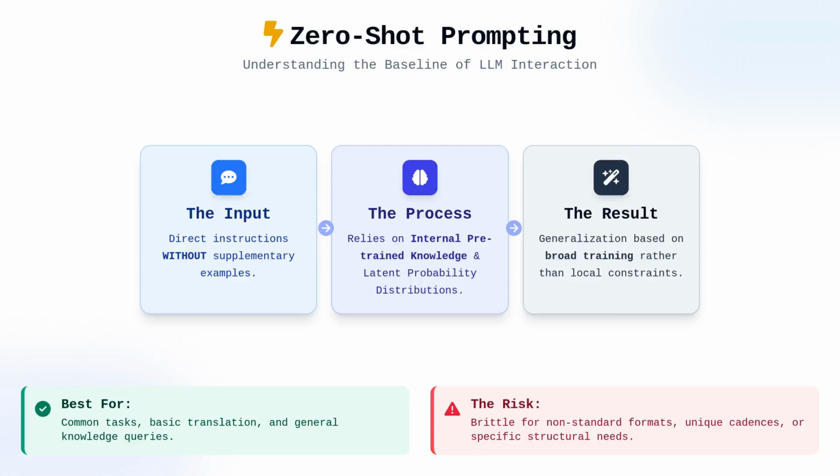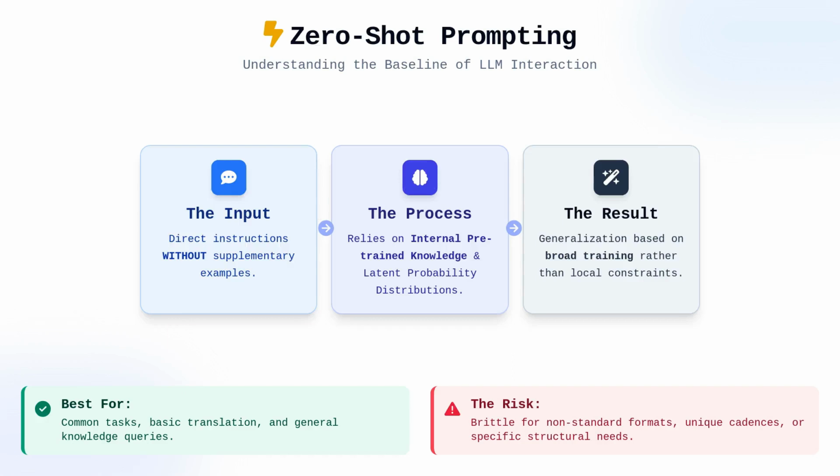In the landscape of modern large language models, zero-shot prompting represents the baseline interaction where you provide an instruction without any supplementary examples of the desired output. This approach relies entirely on the model's pre-trained internal knowledge and its ability to generalize from your textual description of the task. While it is elegant in its simplicity, it is often brittle because you are asking the neural network to infer your exact requirements from potentially ambiguous natural language.